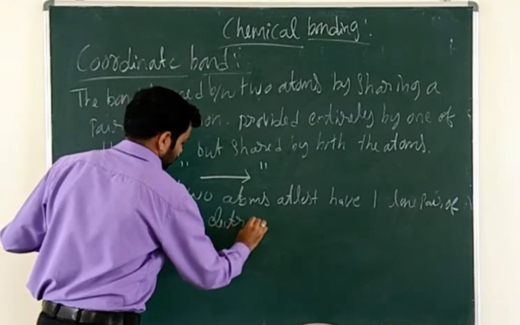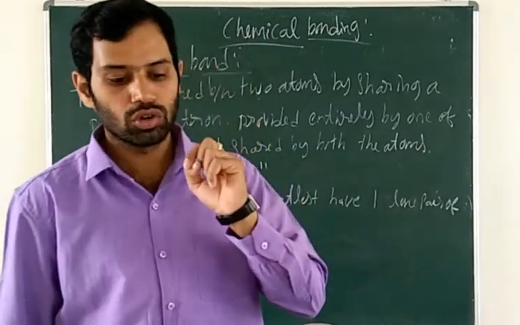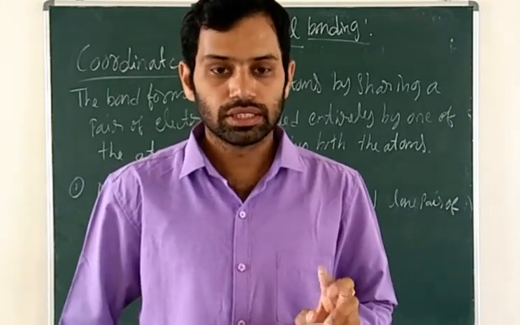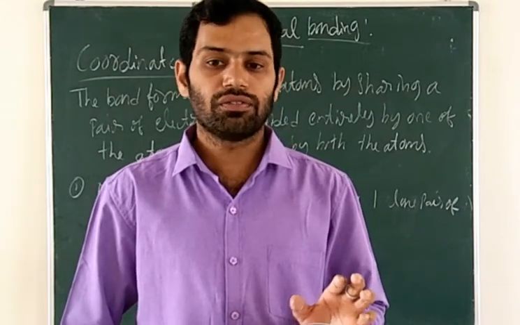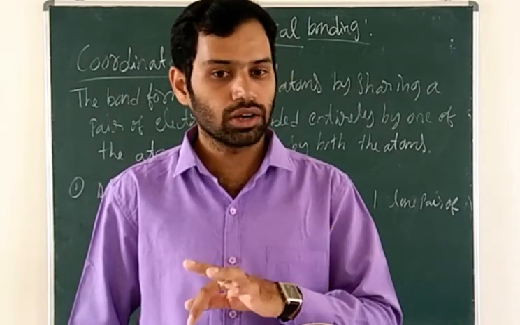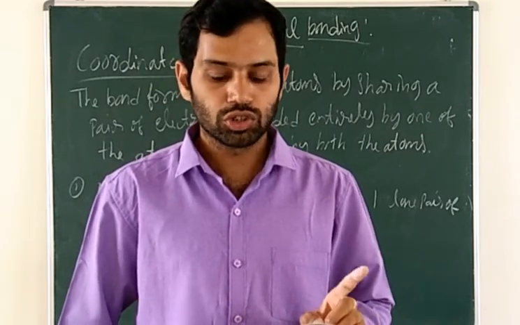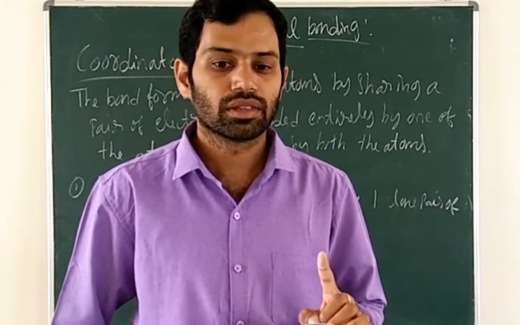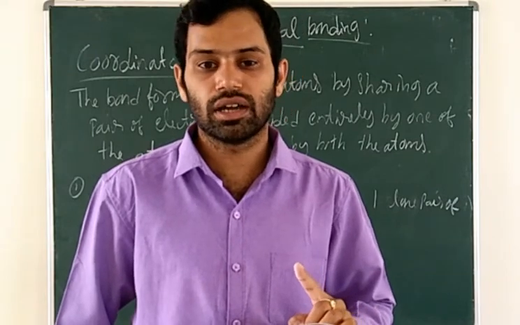So one of the two atoms at least has one lone pair of electrons. The second condition: another atom should be short of at least a pair of electrons. Another atom should be short of at least one pair of electrons.